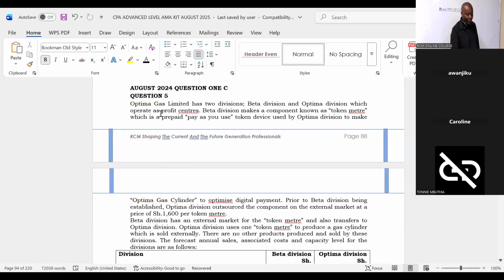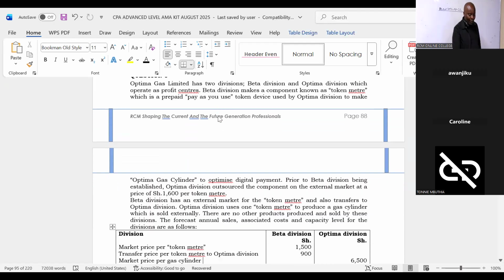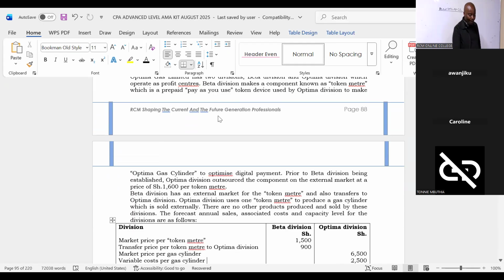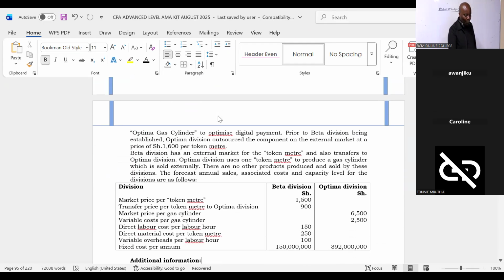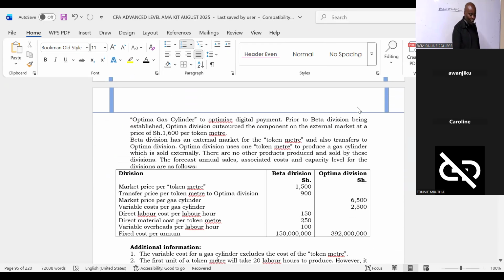So Optima Gas Limited has two divisions, Beta Division and Optima Division, which operate as profit centers. Beta Division makes a component known as token meter, which is a prepaid pay-as-you-use token device used by Optima Division to make Optima gas cylinder. To optimize digital payment, prior to Beta Division being established, Optima Division outsourced the component on the external market at a price of 1,600 per token meter.